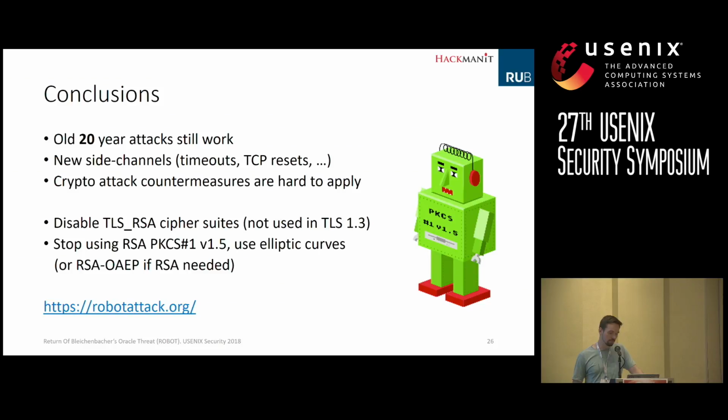Okay, so our recommendations are that you disable TLS RSA cipher suites, which are not there in TLS 1.3 because of these reasons, and you should in general disable RSA PKCS 1.5 and switch to elliptic curves or to RSA-OAEP if RSA is needed.